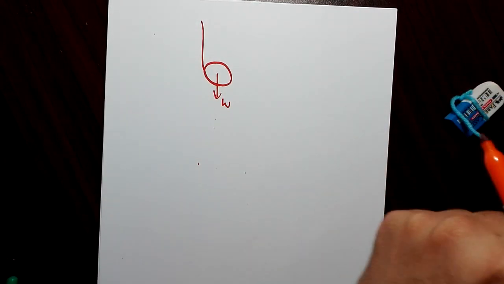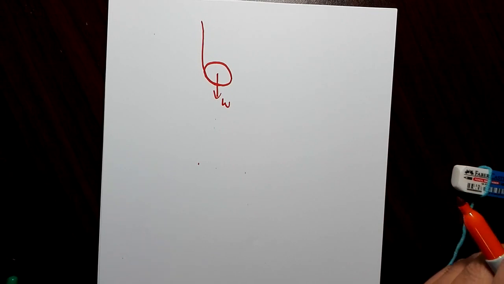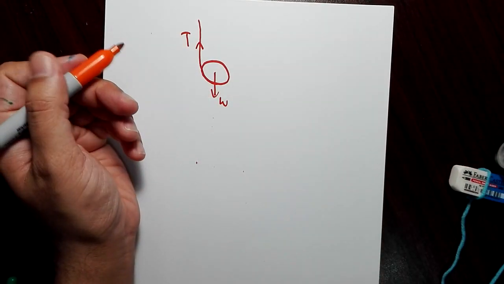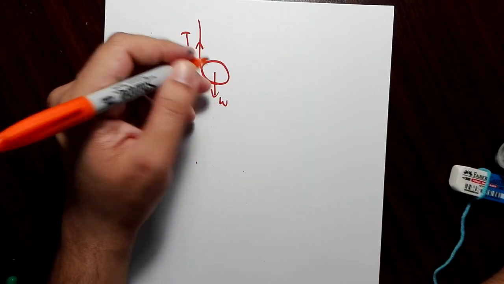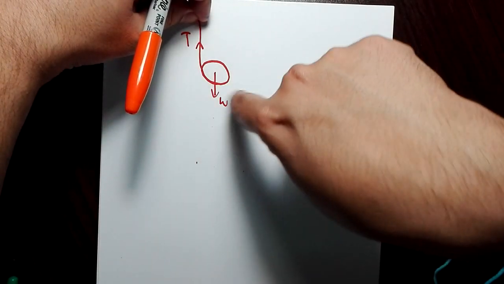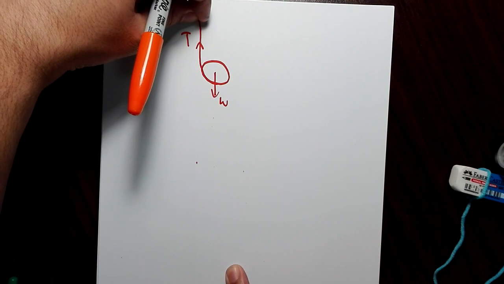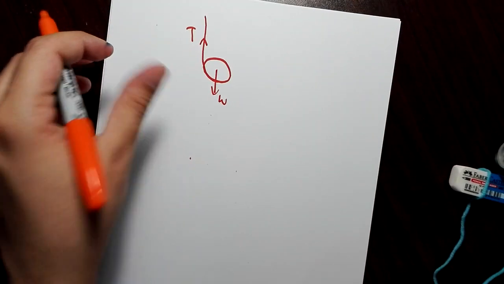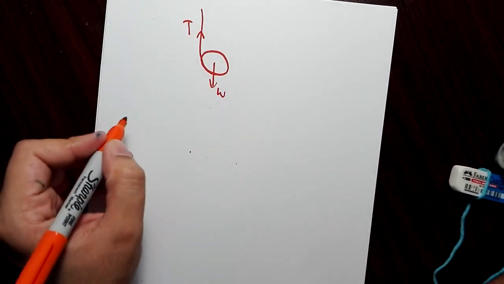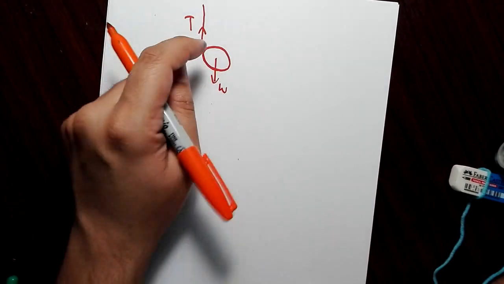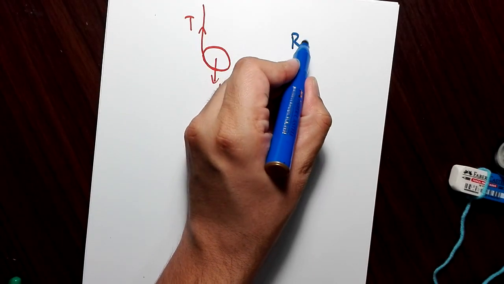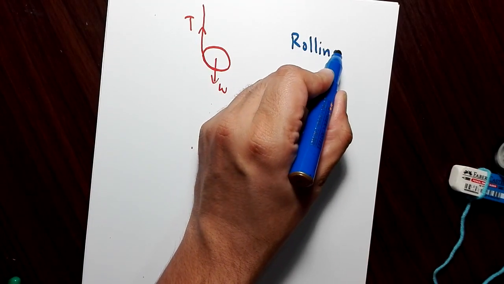The forces acting on the mass are tension and weight. So you're holding the mass, and the mass unwraps and falls down, just like a yo-yo. Now, how do we solve this system? Let's see. This is rolling motion. This is not rotation. This is rolling motion.